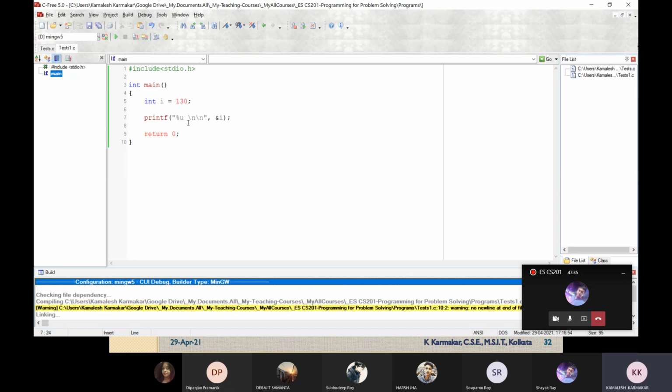The reason for using %u is that an address cannot be a negative number. It's an unsigned number. Address is unsigned. Address starts from 0, so an address cannot be a negative value. That's why, to print an unsigned value, I have to use %u. That's why I am using %u to print the address of i.